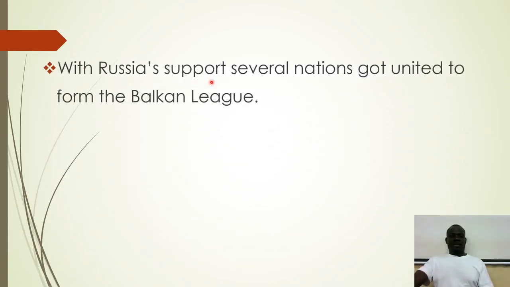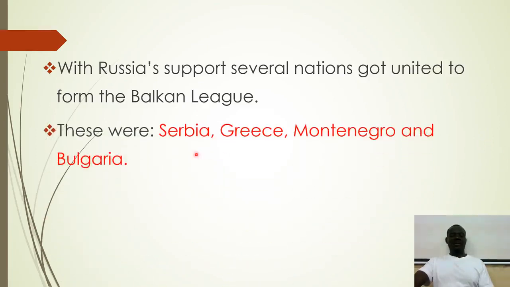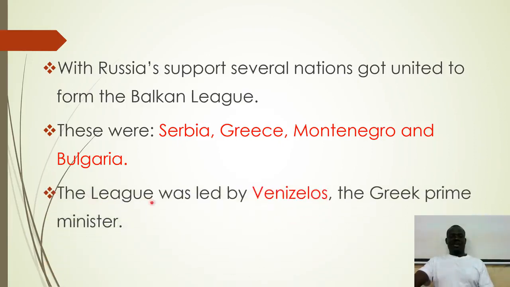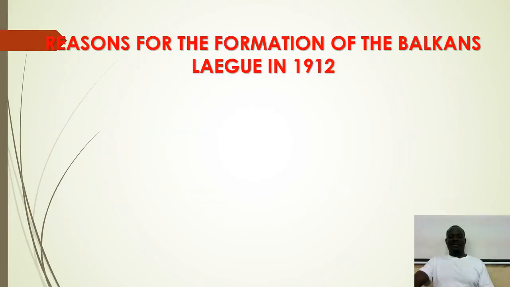So with Russia's support, several nations got united to form the Balkans League. Because Russia supported the independence of those ethnic groups, those small states in the Balkans area formed what they called the Balkans League. The countries that formed the Balkans League were Serbia, Greece, Montenegro, and Bulgaria. The league was led by Venizelos, who was the Prime Minister of Greece.